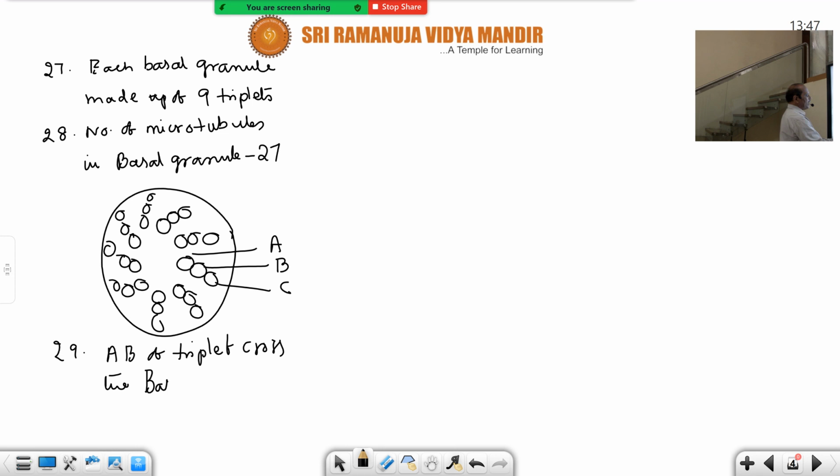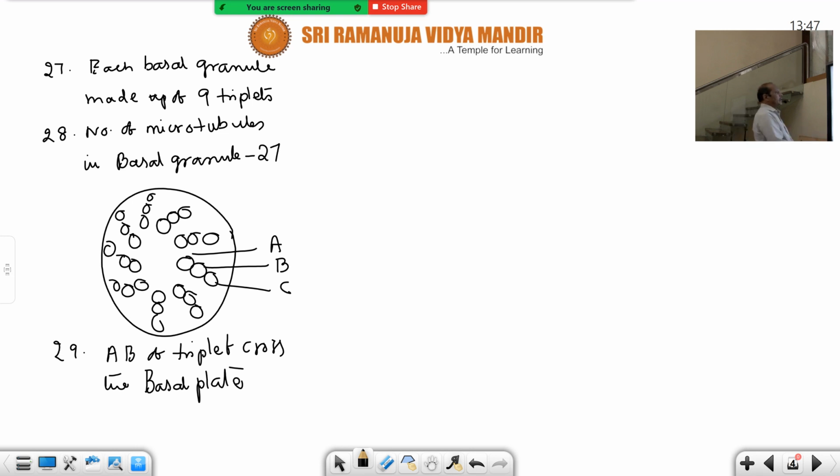At the base of the axonium, there is a basal plate. This basal plate is crossed by AB tubules, but not C. C comes up to the basal plate and does not cross. But AB tubules cross the basal plate and enter into the axonium as doublets. So the AB tubules of basal granules are nothing but the precursors of peripheral doublets of the axonium.